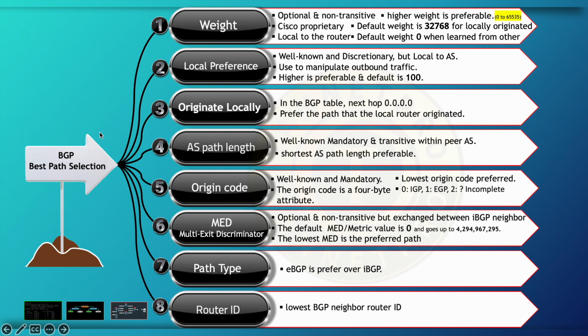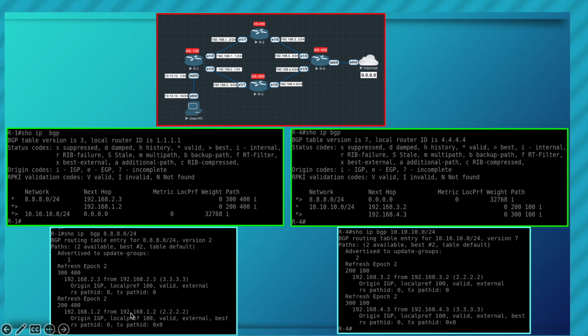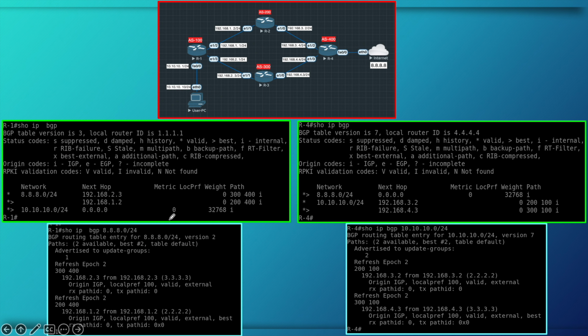First is the next hop, right? So the next hop is reachable. The second is the weight. First it will check the weight attribute. So where is the weight attribute, and whether I have configured weight or not. Let me check. For both the routers, weight is 0, so it means equal, right? This is equal, so it will check the next attribute.